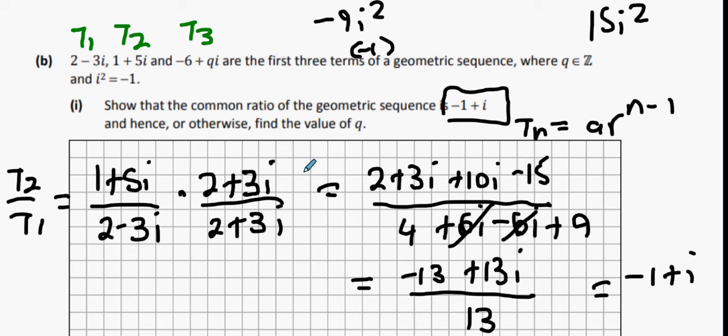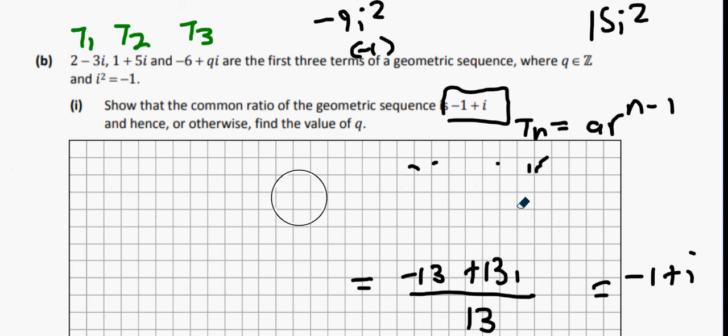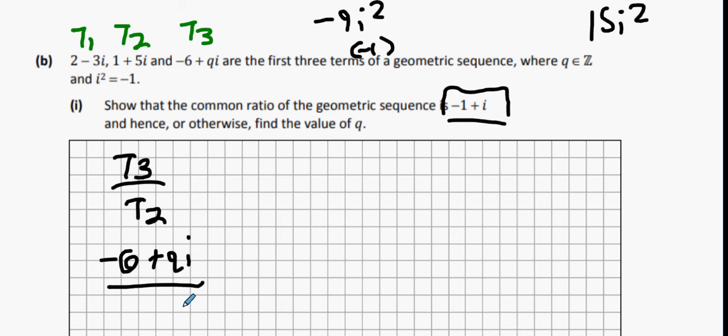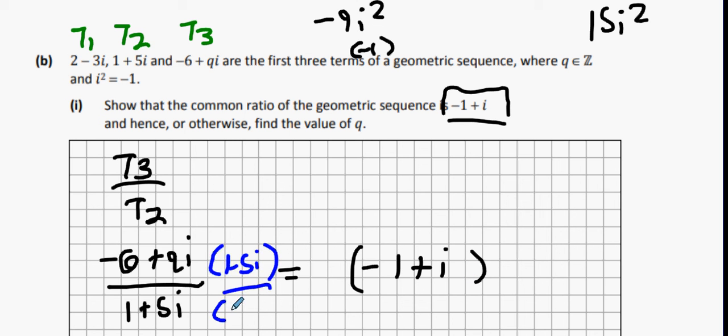Right, and I'm just going to rub this out because I don't need it anymore. Now, I'm also going to use T3 over T2. And T3 over T2 is minus 6 plus qi divided by T2, which is 1 plus 5i, is equal to minus 1 plus i. Now you have a choice here. You can multiply top and bottom by the conjugate if you want. That will also get you the correct answer.